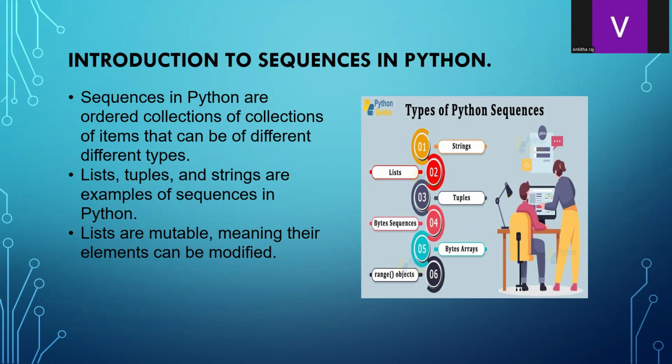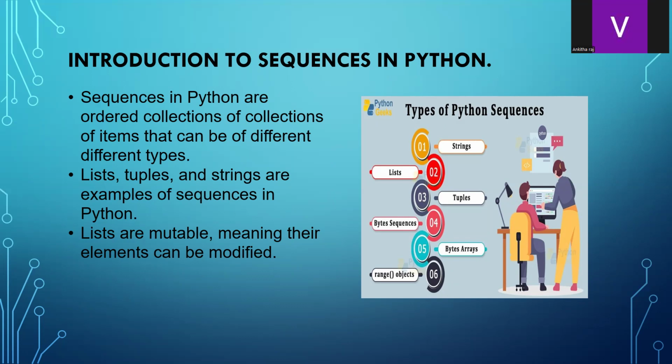Strings are used for representing textual data. A string is a sequence of characters enclosed in either single quotes or double quotes. A list is a data structure in Python that is a mutable, or changeable, ordered sequence of elements. Tuples are a type of data structure that is very similar to lists. The main difference is that tuples are immutable.